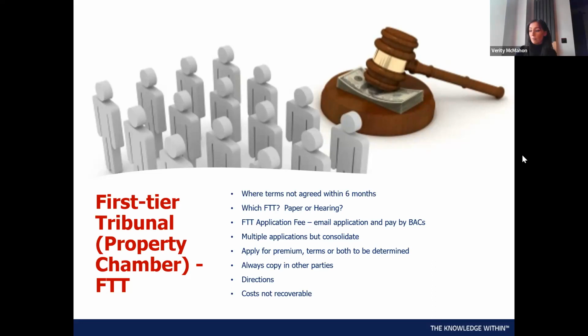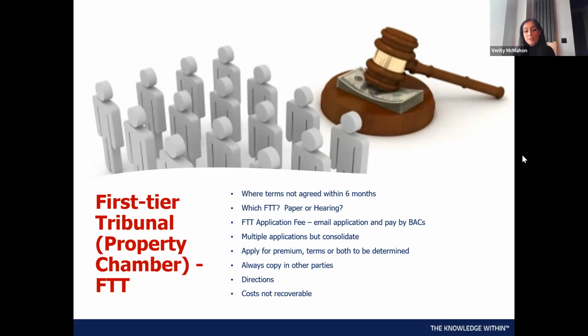You can apply for either solely the premium to be determined or solely the terms of the lease to be determined, or both. It could be that you've already agreed the terms of the lease and it's just the premium in dispute. So you mark on the application that you only need the tribunal to make a decision on the premium. Always copy in all of the parties. If you're sending it via email, make sure the freeholder's solicitor and valuer are copied in, and any intermediate landlords are copied in. Or if you're sending it via post, make sure they've had a copy of the application.